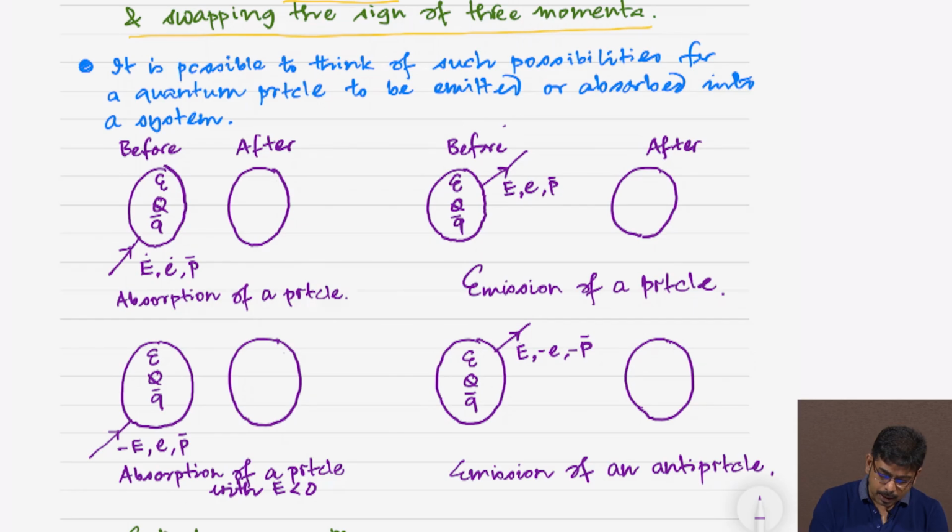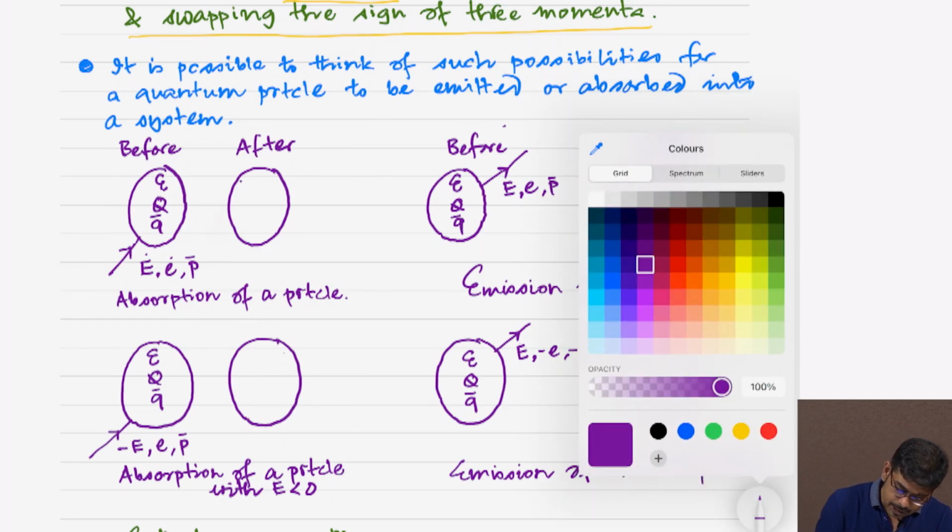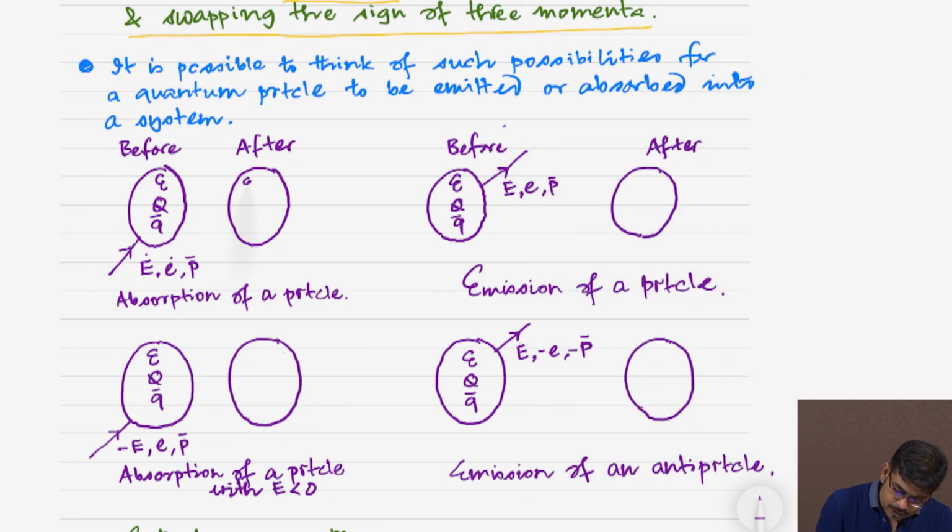Okay. So, the system after absorbing this particle, what will be the energy? This energy will be capital E plus epsilon. What will be the charge? This will be Q plus small e, and what will be the momentum? This will be simply q vector plus p vector after it absorbs.